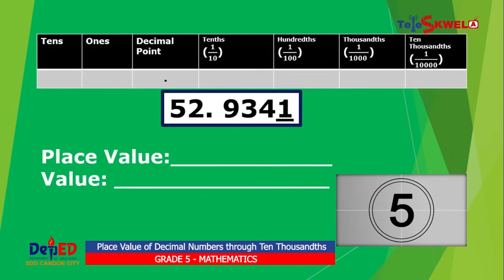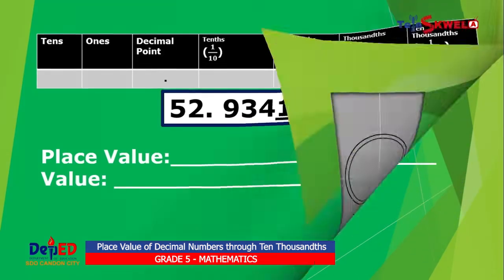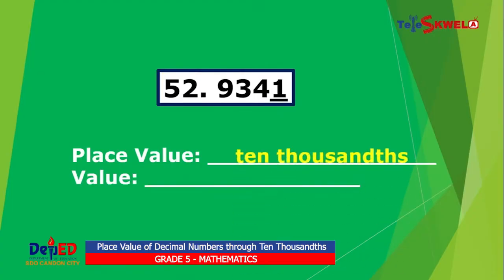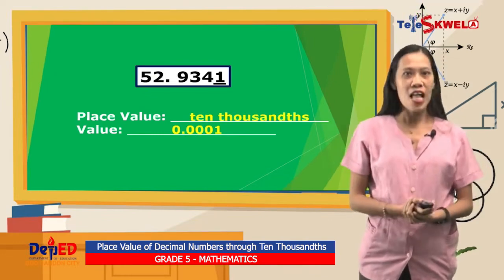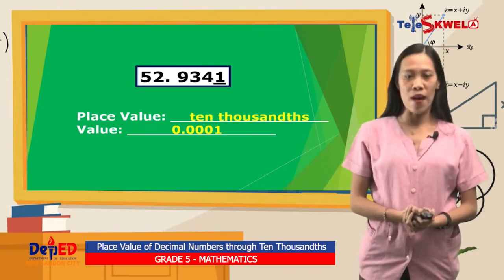Item number 4. 52 and 9,341 10,000ths. The underlined digit is 1. What is its place value and value? Time's up. The place value of 1 is 10,000ths, and its value is 1/10,000. Did you get a straight 4? I know you did. Let's keep the ball rolling and have more practice.